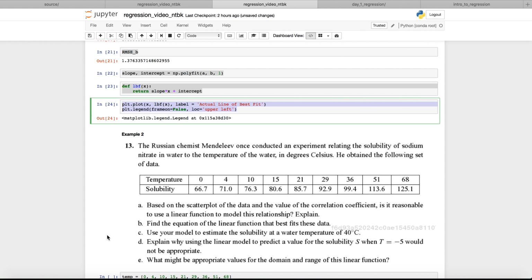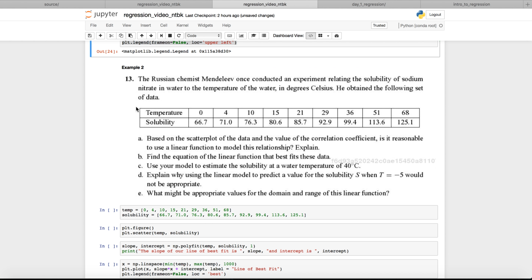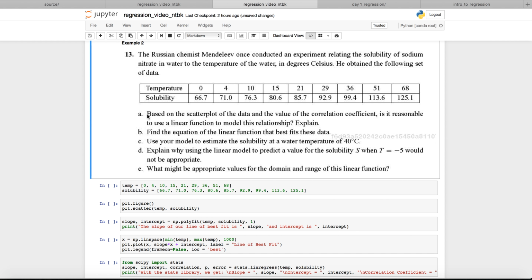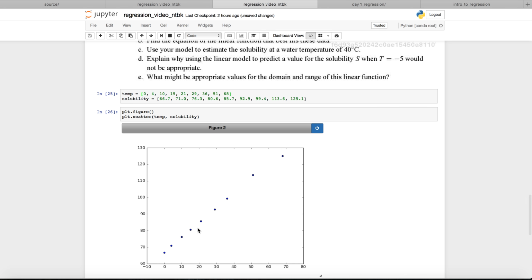All right. So another example, maybe I have this problem where I have some data from Mendeleev about the temperature and solubility of sodium nitrate in water. I'm going to create two lists, temperature and solubility, and I'm going to answer this question. Based on the scatter plot and the value of the correlation coefficient, is it reasonable to use a linear function to model this relationship? Well, let's take a look at it. Sure looks like a straight line, so I think that that's going to be reasonable to use.